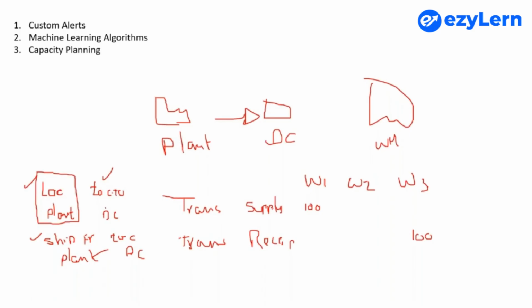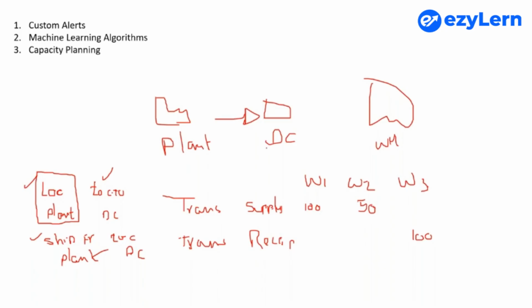The destination would be available in the log 2. So the planner from the plant opens it and sees transport supply. He knows that in week 1, 100 units are moving in, and in week 2, 50 units are moving in. That's all he's worried about. He never worries about when they'll be received.